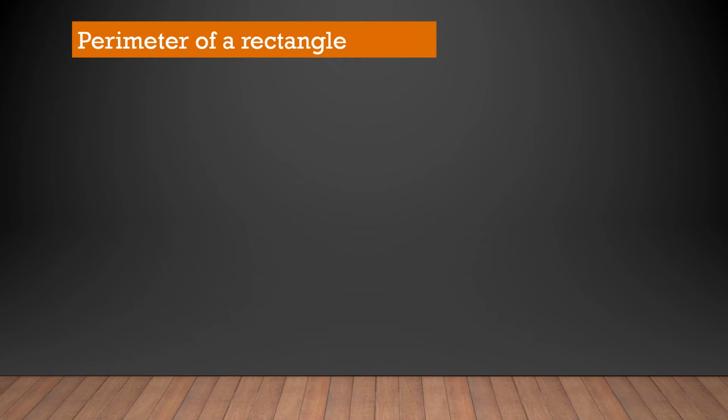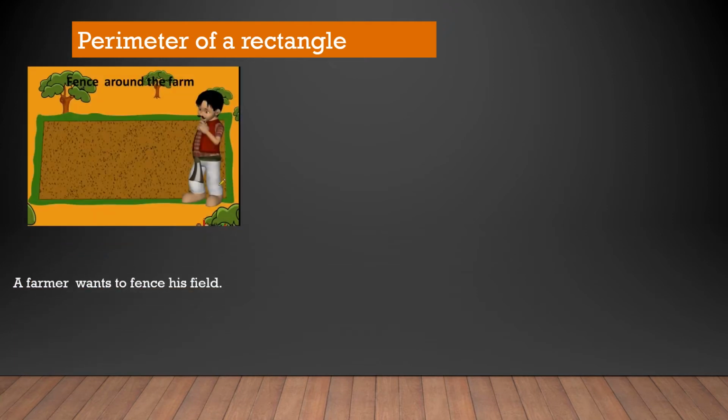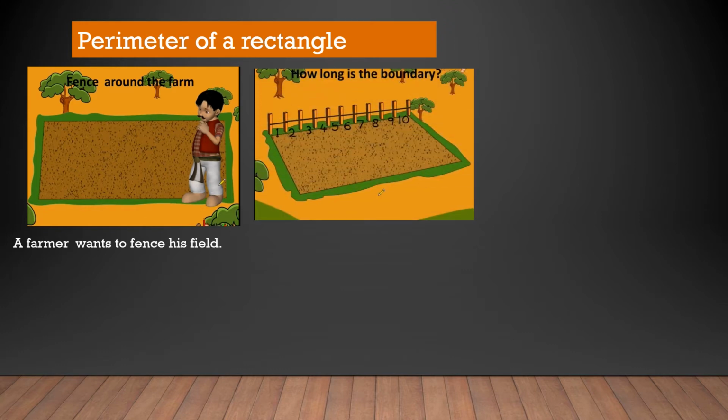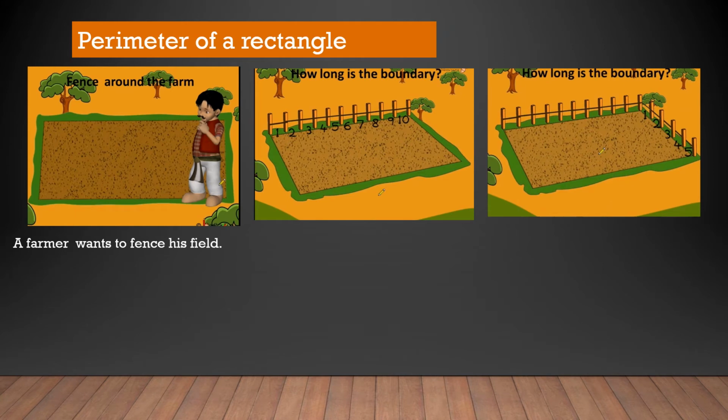Perimeter of a rectangle. A farmer wants to fence his field. His field is in the shape of a rectangle. You know that opposite sides of a rectangle are equal in length. And for fencing his field, first of all, he fixed some poles along its length at a distance of 1 meter apart. Then altogether, lengthwise here, 1, 2, 3, 4, 5, 6, 7, 8, 9, 10 meter is the length of the field. And along its breadth also he fixes some poles, and there we have seen that 5 meter is its breadth.